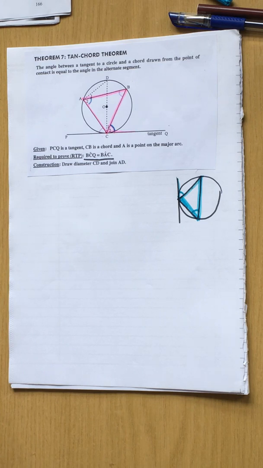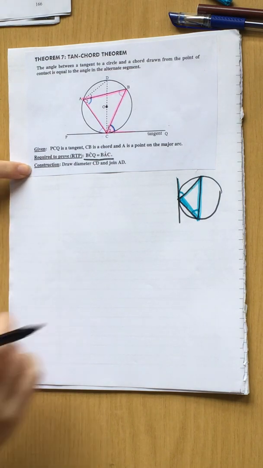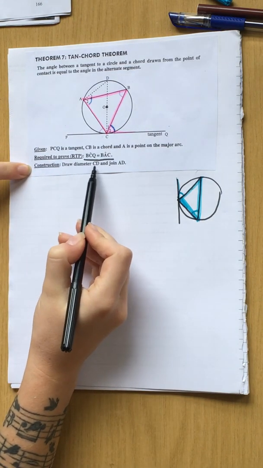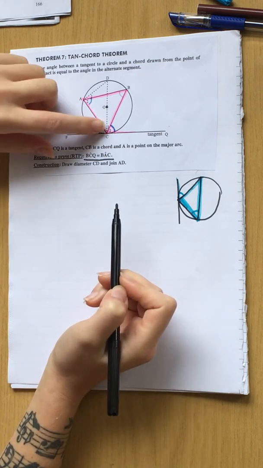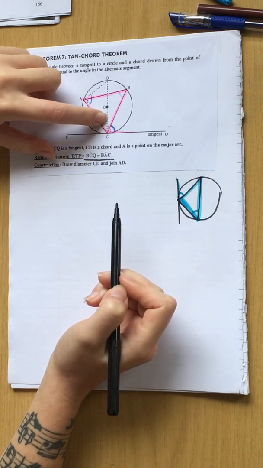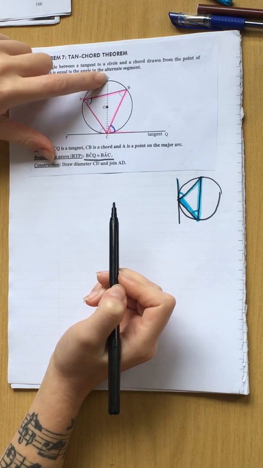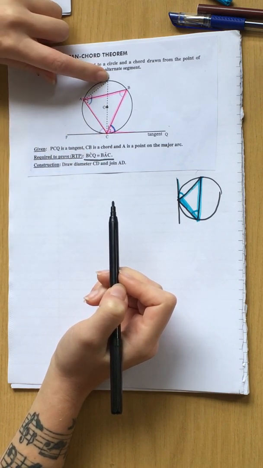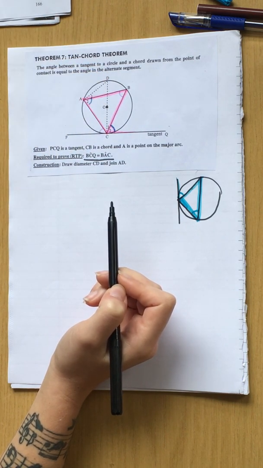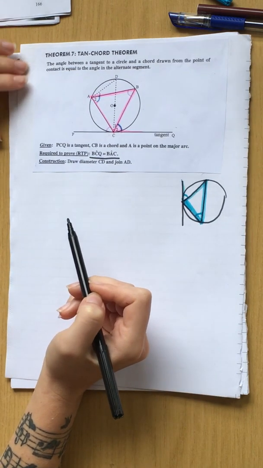So basically they've started with the construction, they've done it for you. They say draw diameter CD and join AD. So they've drawn this diameter in here, this dotted line, and then they joined DA. So you'll see in a second why we did that.